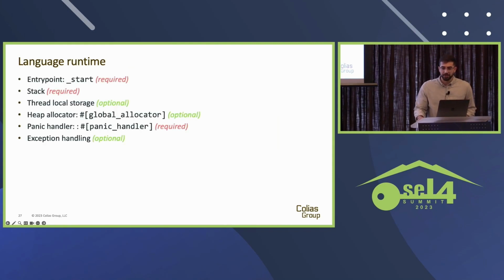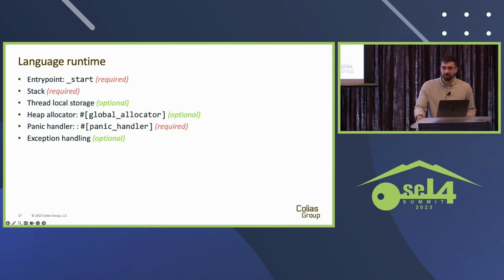So we have bindings for the seL4 API. We have the relevant bits of the Rust standard library, and we still need some language runtime elements. So these are an entry point, a stack, maybe thread local storage, maybe a heap allocator, a panic handler, and maybe some exception handling. The implementations of many of these elements will have to depend on the program's environment. Is it a root task? Is it a Microkit protection domain? Is it running in some much more rich environment, like some of the really awesome OS frameworks we've heard about so far in the summit?